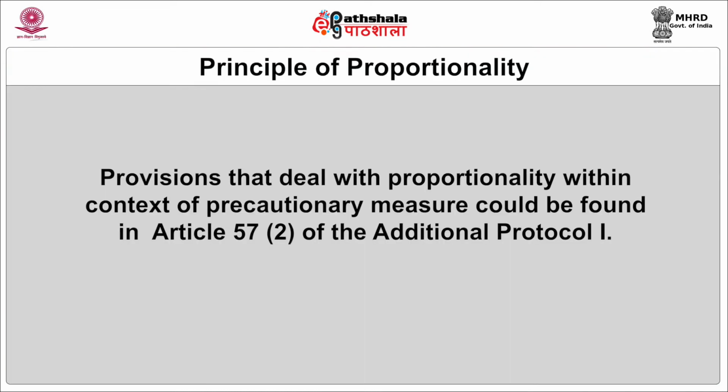Military manuals of many countries lay down the principle of proportionality. For instance, Sweden's IHL manual recognizes the principle of proportionality under Article 51 Clause 5 of Additional Protocol 1 as a rule of customary international law. The provisions that deal with proportionality within the context of precautionary measures can be found in Article 57 Clause 2 of the Additional Protocol 1.